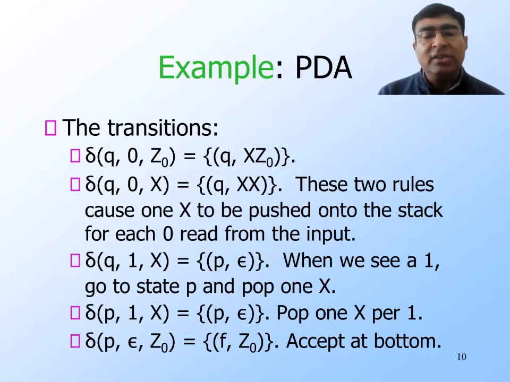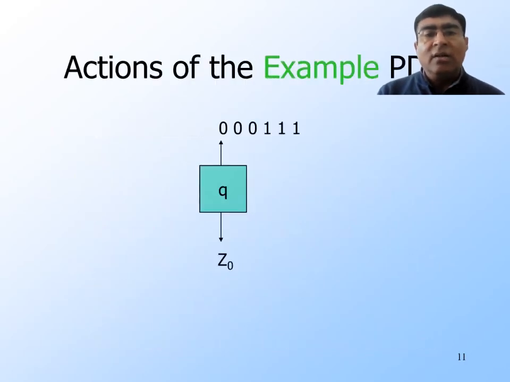But at the last transition function, if there is an epsilon at the inserting time, but the top of the stack element is Z0, then it will accept and reach the final state, which will be indicated with the help of F, with Z0 at the top of the stack. So these are the transition functions that will accept the language 0 to the power n and 1 to the power n.